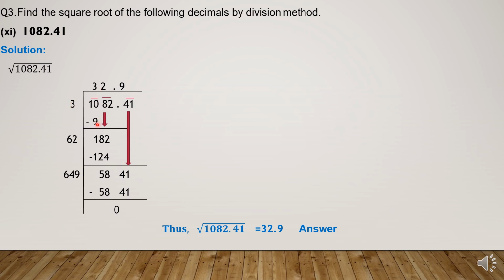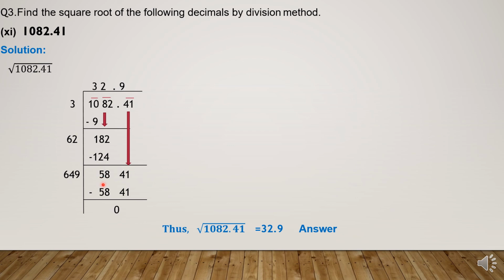3 3s are 9. We can't write any other number here because we have to multiply with the same number. 10 minus 9, 1. 82 will come down. Then 3 will be added in 3. 3 plus 3, 6. With 6 we will try 2. 62 times 2 is 124. Subtract these two values, we will get 58. Now it is the turn of the decimal. The decimal will move towards the quotient portion and 41 will come down.